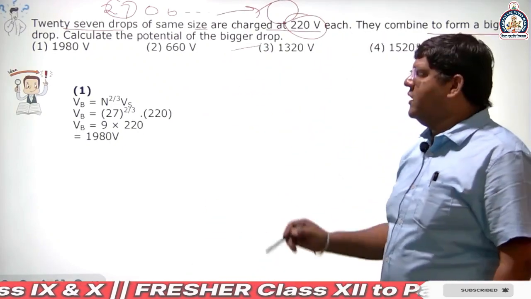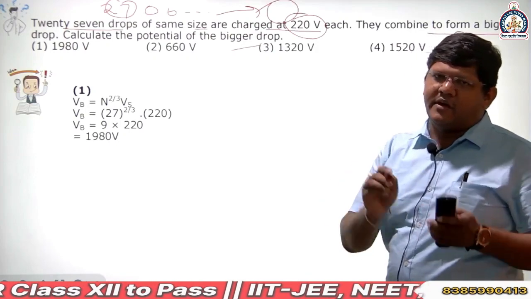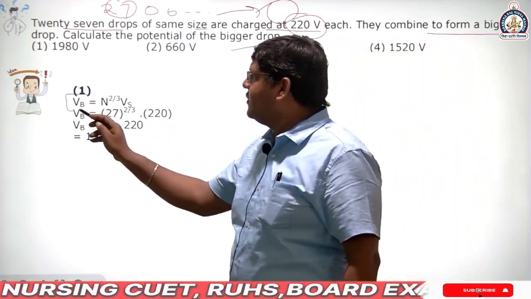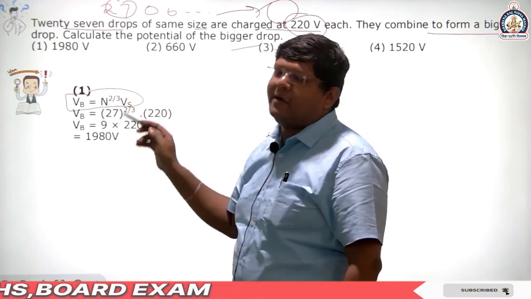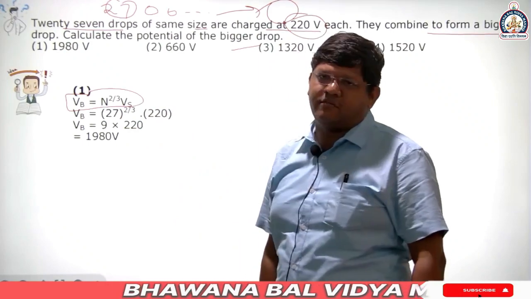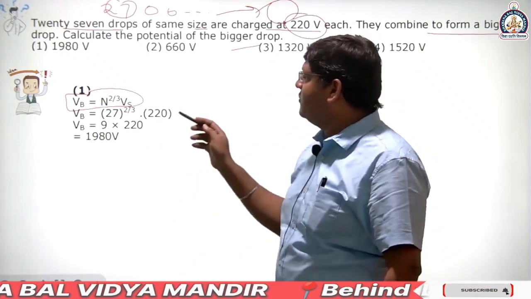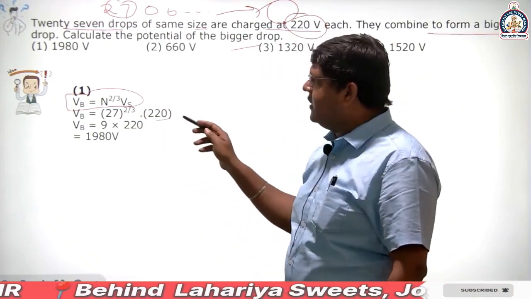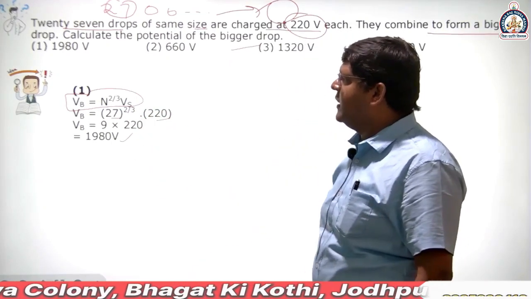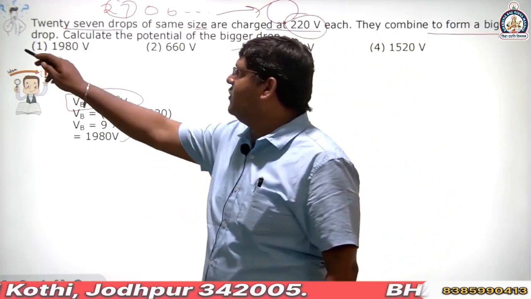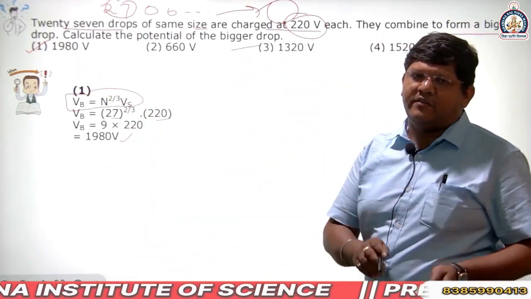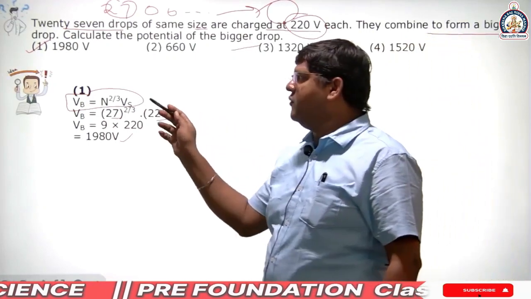So there is a direct relation between the potential of the bigger drop and the smaller drop. The relation is: potential of bigger drop is equal to n raised to power 2 by 3 times Vs, where n is the number and Vs is the potential of the small drop. According to the question, the potential of the small drop is 220 and the number is 27. Now solving, we get the potential of the bigger drop as 1980 volt, which is our required option number first. This is a simple relation between the potential of the bigger drop and the potential of the smaller drop.